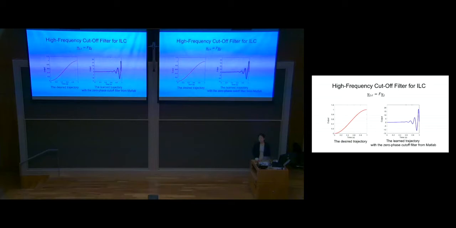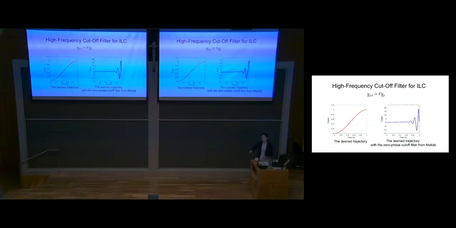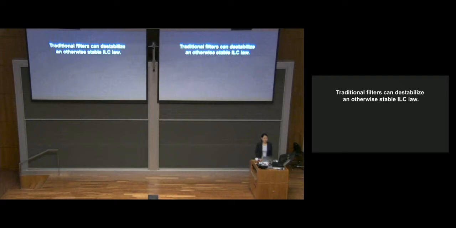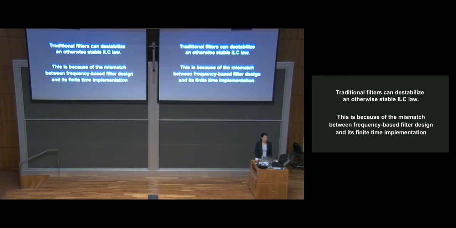If I want to follow the desired trajectory smoothly from 0 to 1 after 200 iterations with a traditional filter, which is a zero-phase cutoff filter from MATLAB, we will get a trajectory that reaches almost 20 in the end. It has exploded. Why does this happen? Why can the traditional zero-phase filters destabilize an otherwise stable ILC law? This is because of a mismatch between the frequency-based filter design and its finite time implementation.